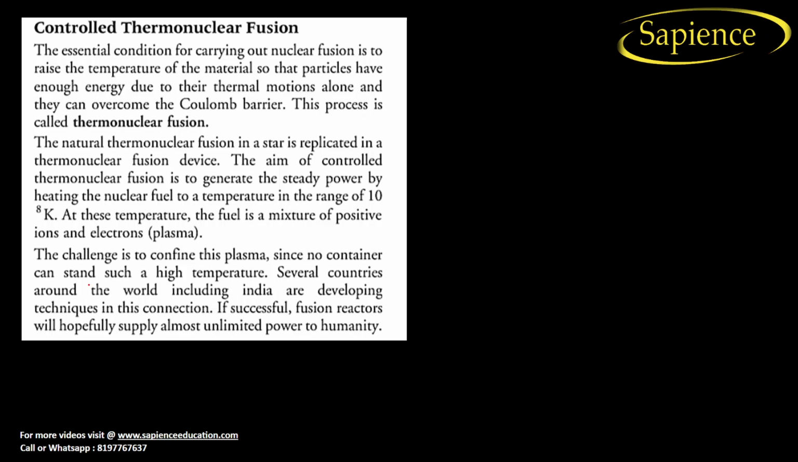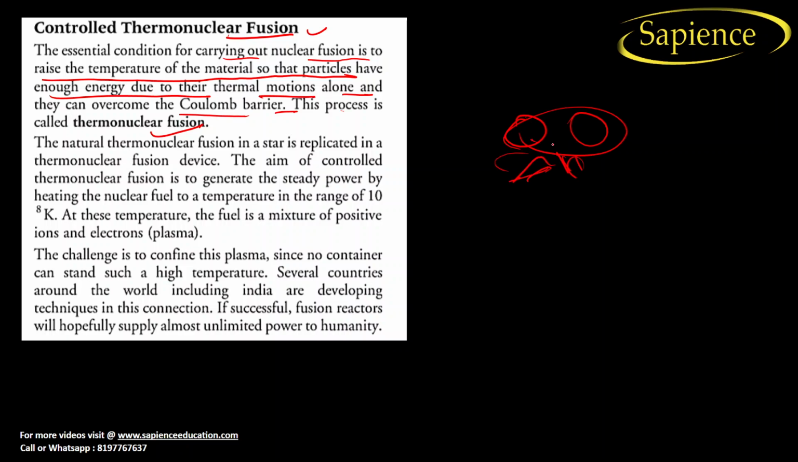Now, controlled nuclear fusion. The essential condition for carrying out nuclear fusion is to raise the temperature of the material so that the particles have enough energy due to thermal motion alone and can overcome the Coulomb barrier. This process is called thermonuclear fusion. So it means that for fusion you have to give an enormous amount of energy so that they will combine with each other, right?